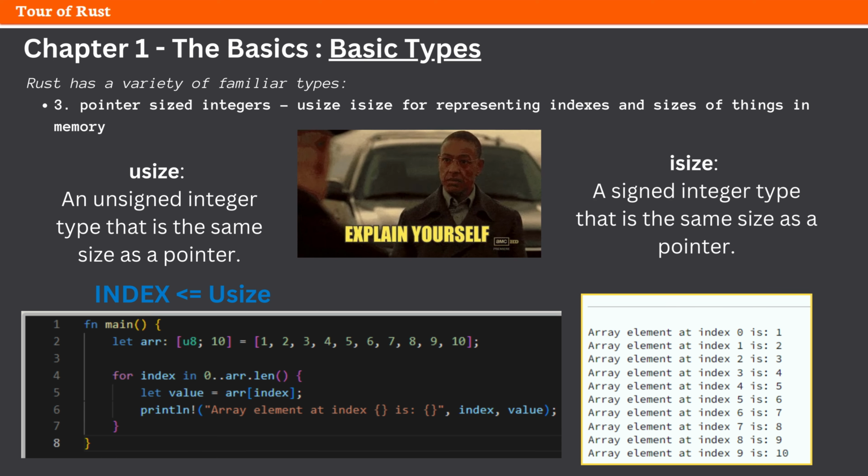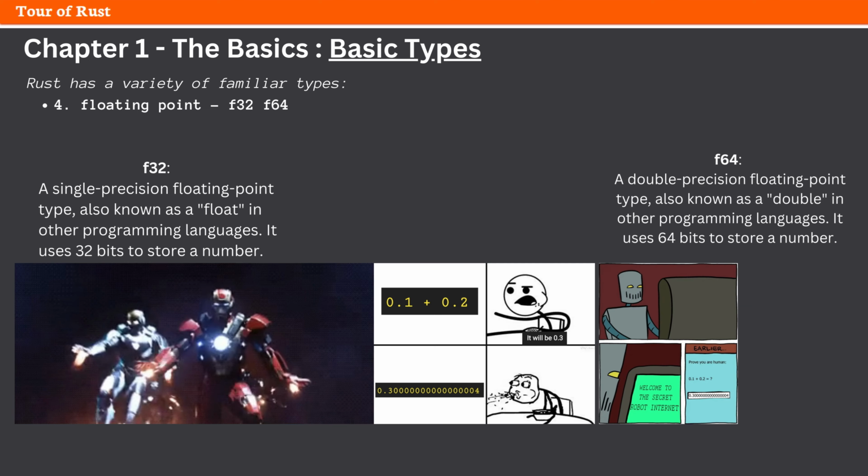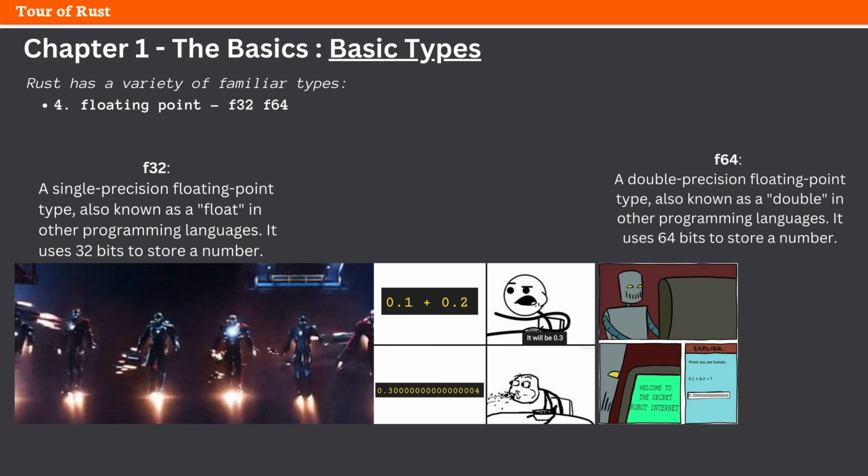The index expression uses the usize variable index to access the corresponding element in the array. Let's talk about floating point types in Rust. Rust has two primary floating point types.